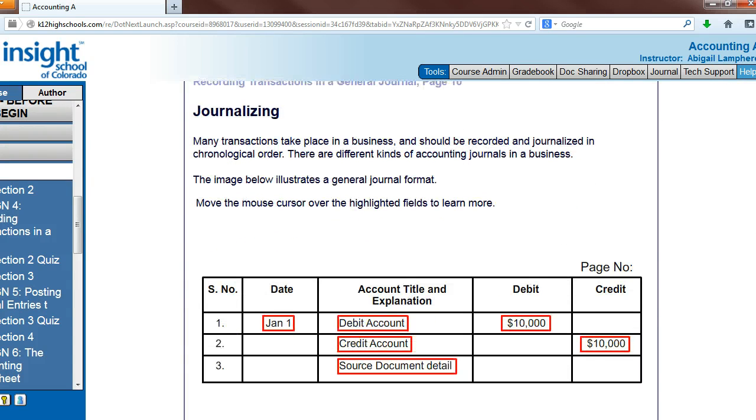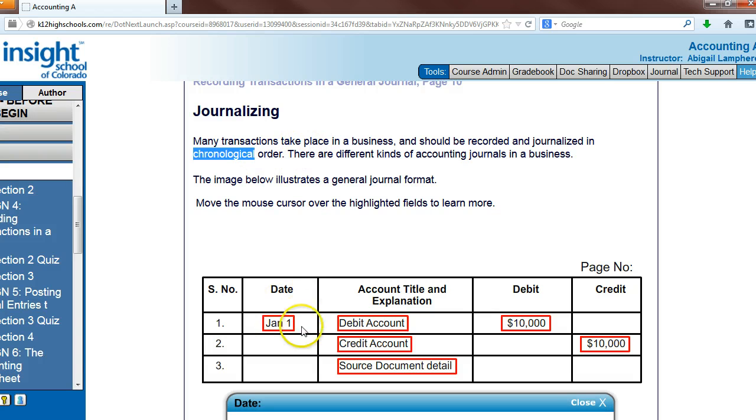And now we're going to talk about journalizing. All right, so we talked about the main transactions that take place and that they need to be recorded and journalized in chronological order. So that means in order of the date that they took place. Okay, so we want to make sure that we don't have a bunch of different transactions bouncing back and forth from one week to the next. We want to keep them in order from the date that they took place.